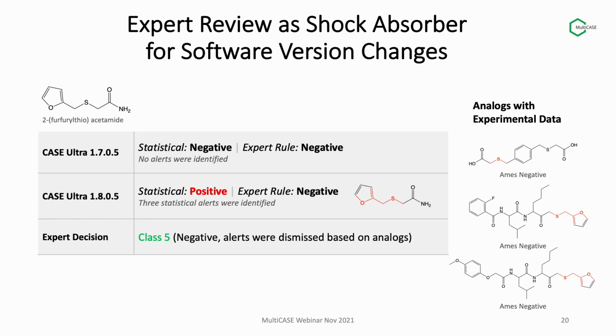So even if we have changed the version number from one system to another, we can perform an expert review, and most of the time you will see that even though the default model outcomes change from version to version, the expert review will lead you to the same conclusion. So that's why I termed it a shock absorber. The expert review process is a good buffer that prevents you from getting exposed to different call changes from one system to another. So finally, this is a class 5 compound.